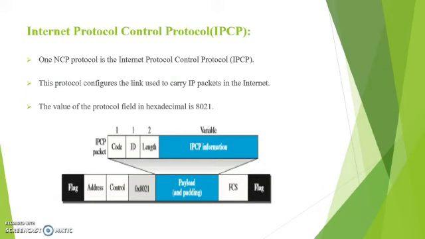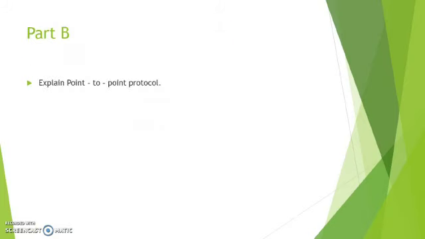Here in this figure, it represents the IPCP packet which contains code of 1 byte, ID of 1 byte, length of 2 bytes and IPCP information of variable length. Here is the question in part B, that is, explain point to point protocol, whose answer covers all the slides of this presentation.